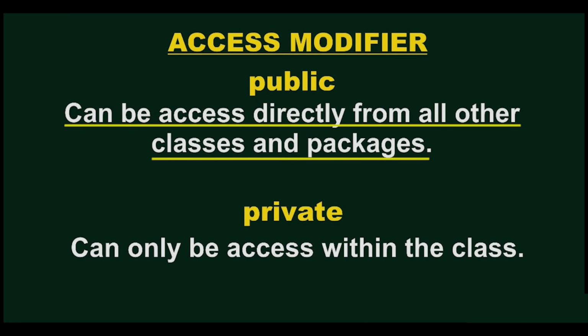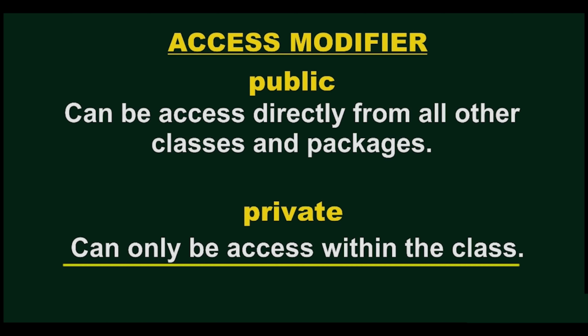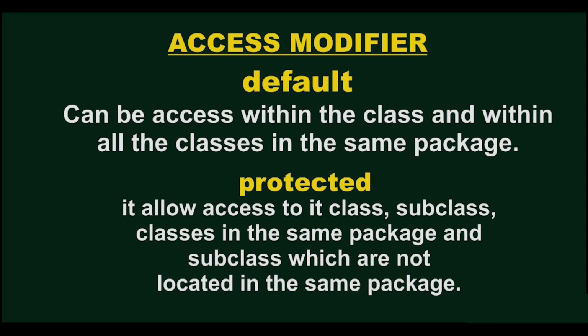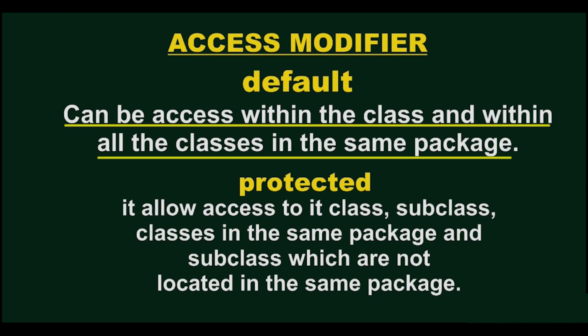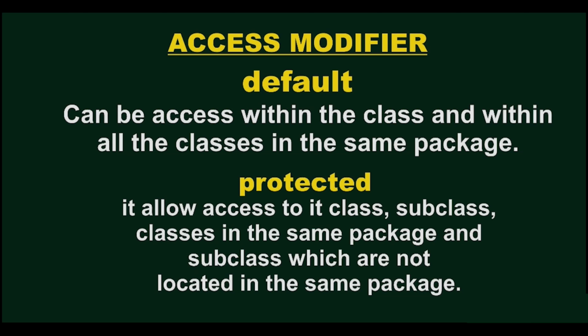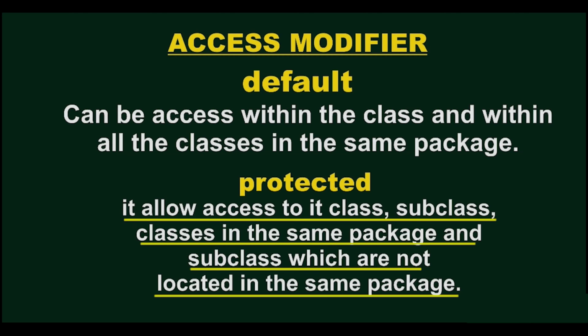Public access modifier can be accessed directly from all other classes and packages. Private access modifier can only be accessed within the class. Default can be accessed within the class and within all the classes in the same package. Protected allows access to its class, subclasses, classes in the same package, and subclasses which are not located in the same package.